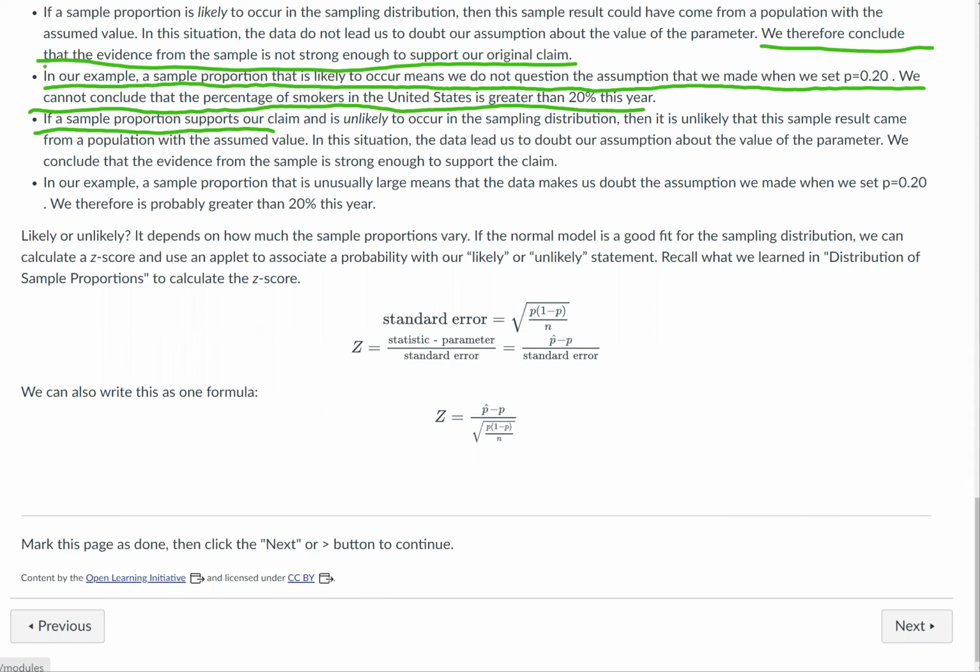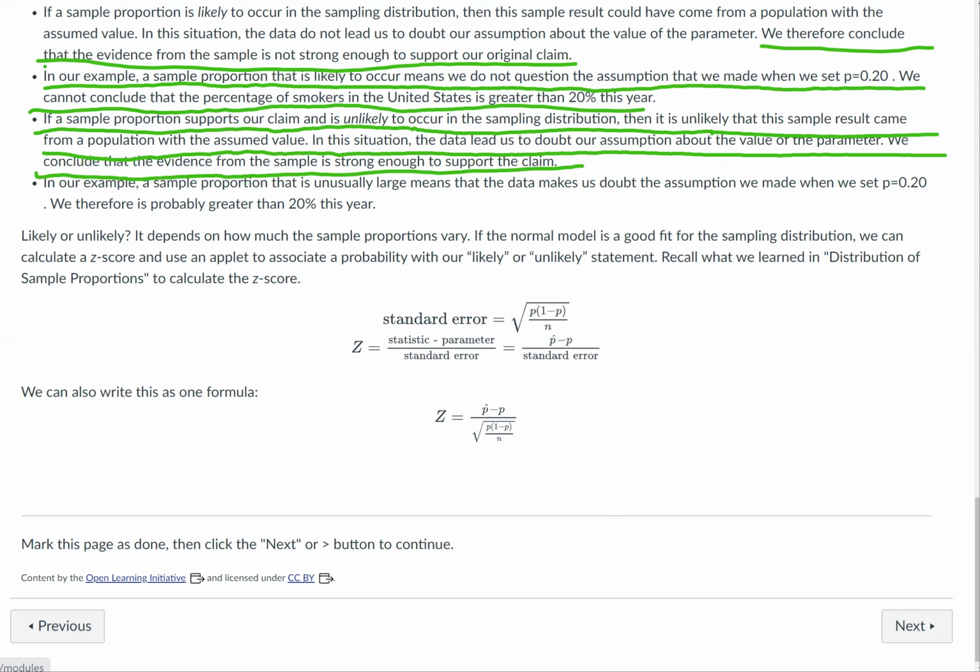If a sample proportion supports our claim and is unlikely to occur in the sampling distribution, then it is unlikely that this sample result came from a population with the assumed value. In this situation, the data lead us to doubt our assumption about the value of the parameter. We conclude that the evidence from the sample is strong enough to support our claim.